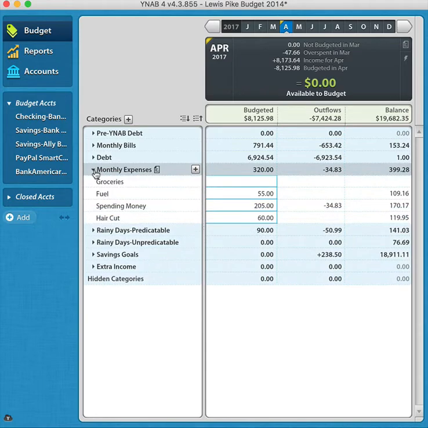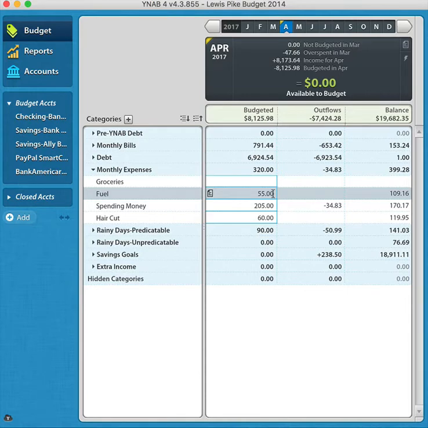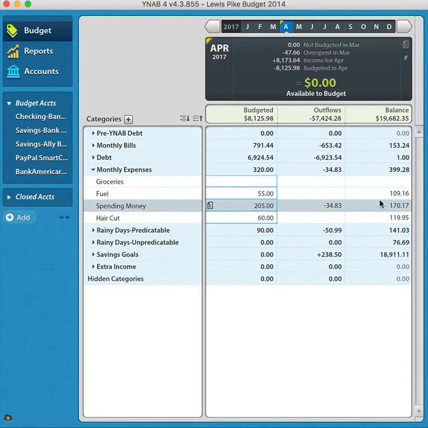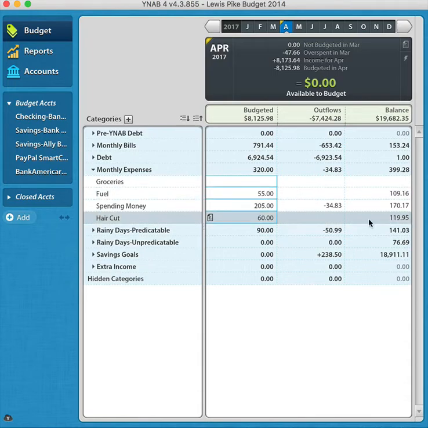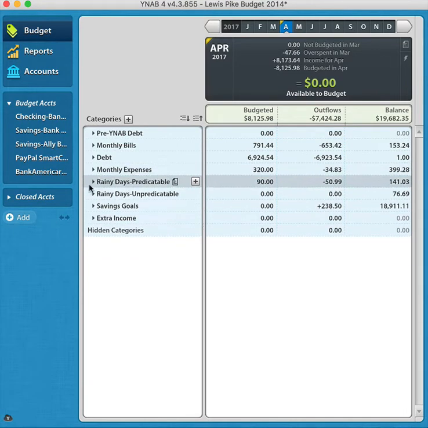So for monthly expenses, fuel, I usually budget $75, and I've been under each month there, and I had some money left over from last month, so I lowered what I'm budgeting for fuel this month to $55. I got a little buffer there, so that should be fine. Spending money, $205, that stayed the same. And then haircut money, I was under there as well. I've been budgeting $90, so I just did $60 this month, and that puts me at $119 there, so I still have enough to get my hair cut as often as I need to.